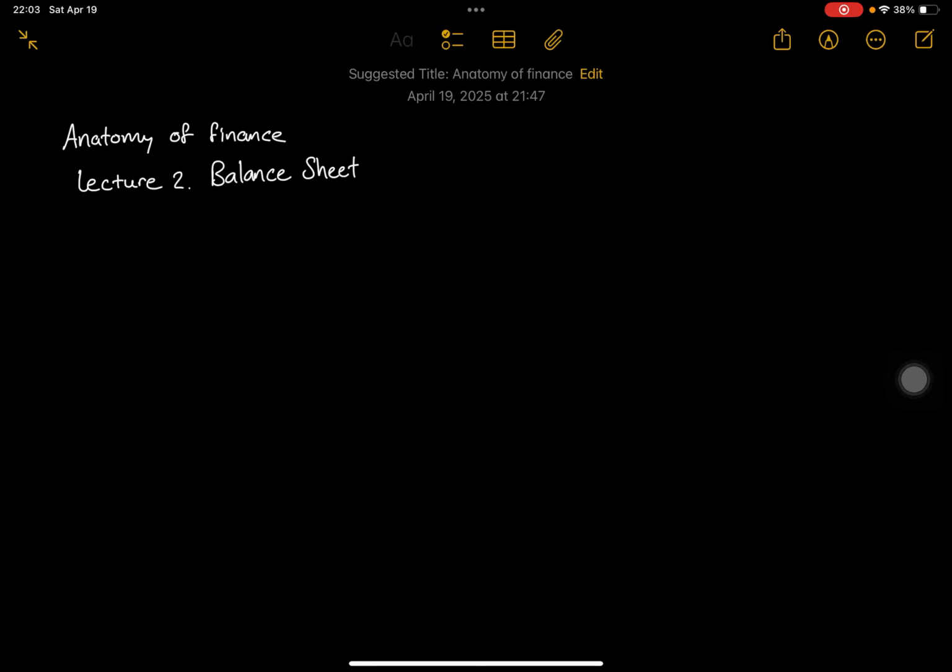Lecture 2, balance sheet. Last lecture we went over how money is fundamentally a credible promise. Here we'll delve into that a little further. Every promise has two sides: there is the promiser and the promisee. For our next definition, we are going to define these two sides.